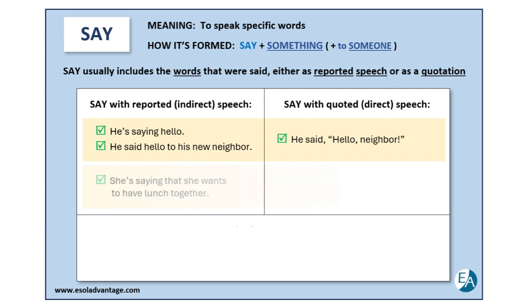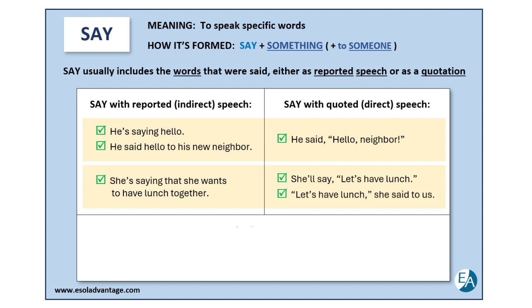Another example, she's saying that she wants to have lunch together. Here's indirect speech with a relative clause, a subject and a verb. She's saying that she wants to have lunch together. Or with direct quoted speech, she'll say, "Let's have lunch." "Let's have lunch," she said to us. These are the actual words she used. So say works great for all these situations where the focus is on specific words.